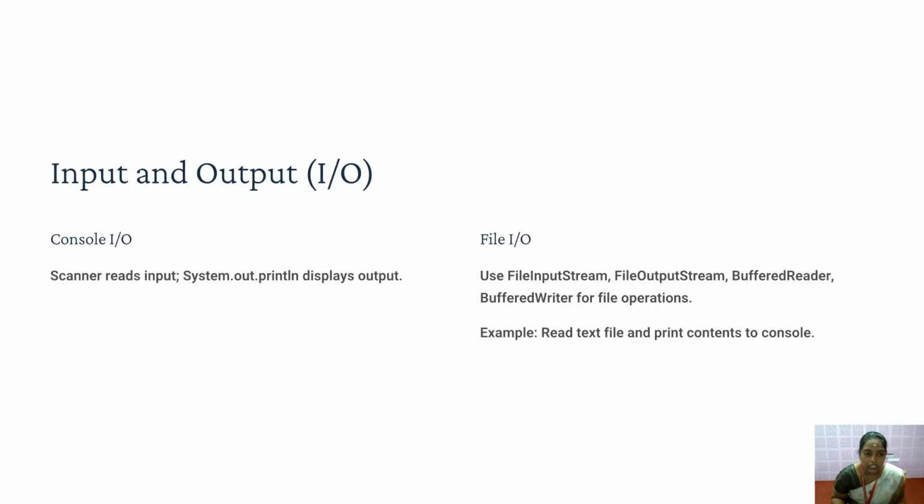And then input and output. There are two types of input and output. One is console input output and the other is file input output. Console input output: the user gives the input and the system displays the output. That will be known as console input output. And for file input output, we have file input stream, file output stream, buffered reader, buffered writer. These are the operations we can use for file input output.